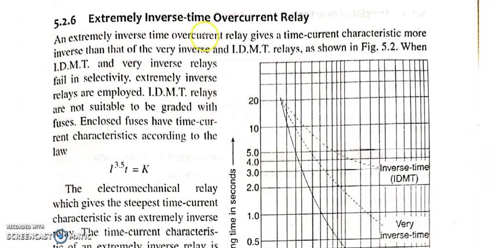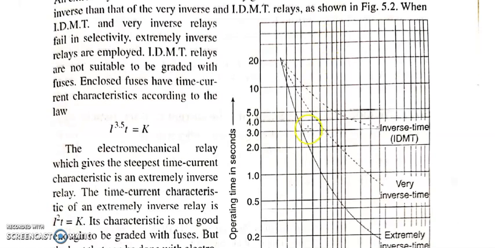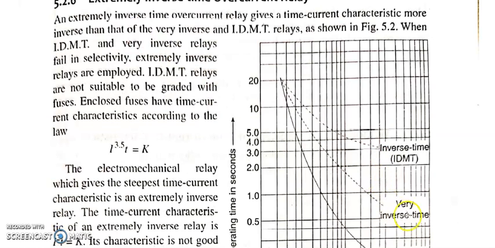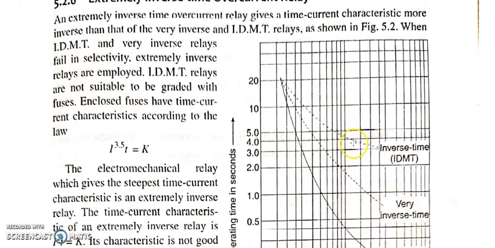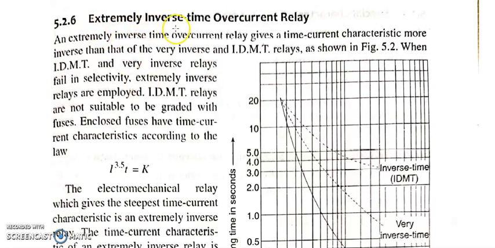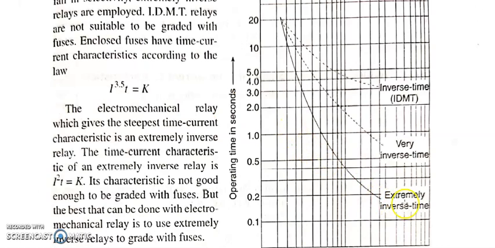So make sure to remember those two expressions, which may help while solving problems. The next we have extremely inverse time overcurrent relay. Again, this is one step ahead of your very inverse time overcurrent relay. Such relays have a time current characteristic even more inverse than very inverse as well as IDMT relays, like I told you earlier. Whenever your IDMT as well as very inverse time overcurrent relay fails, then we are going to select extremely inverse time overcurrent relay. From the figure you can see that extremely inverse time overcurrent relay is even steeper when compared to very inverse time overcurrent relay as well as IDMT relay. Yes or not? You can see it is more steep, more down when compared to this.